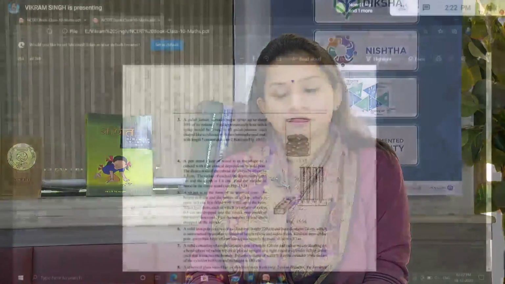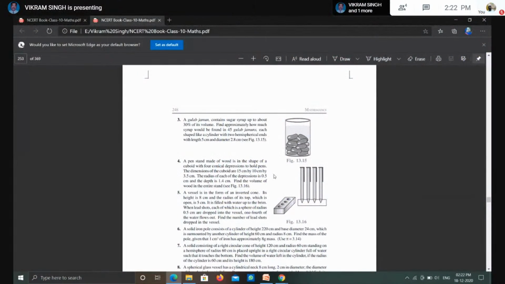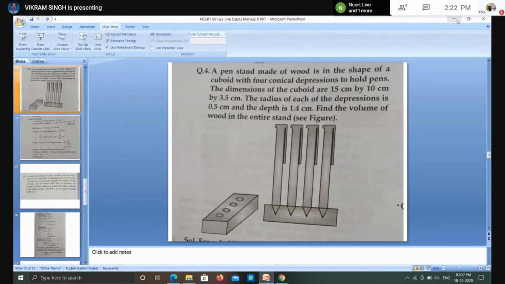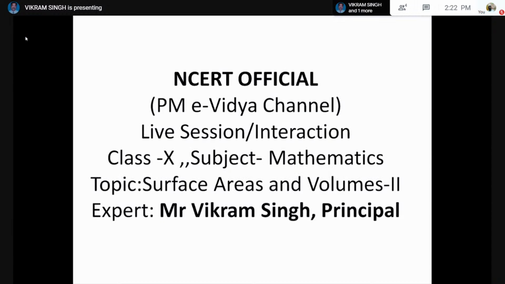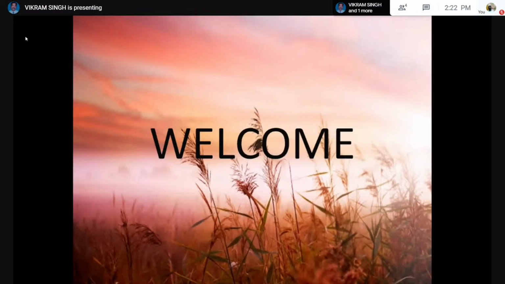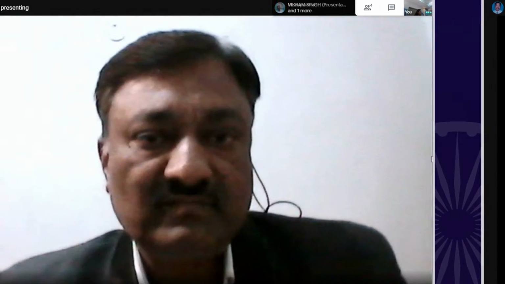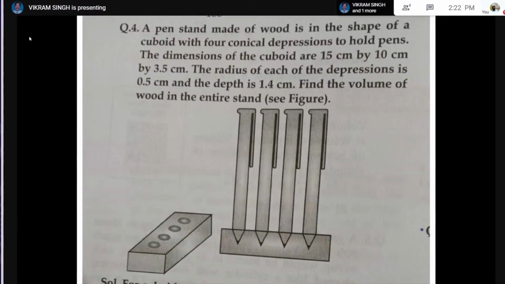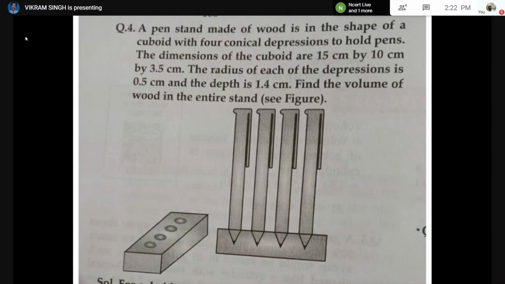Okay. The same question number 3 we have discussed just now. We are going to discuss more questions of the same exercise. Now this is the next question of the exercise, question number 4. So let us see it in full screen form. We have discussed that one. Now for the same learners, we are going to read this question. Question number 4, a pen stand.